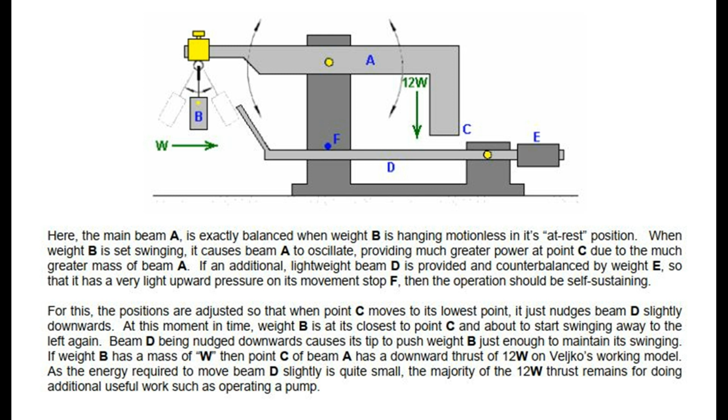If weight B has a mass of W, then point C of beam A has a downward thrust of 12W on Veljko's working model. As the energy required to move beam D slightly is quite small, the majority of the 12W thrust remains for doing additional useful work such as operating a pump.